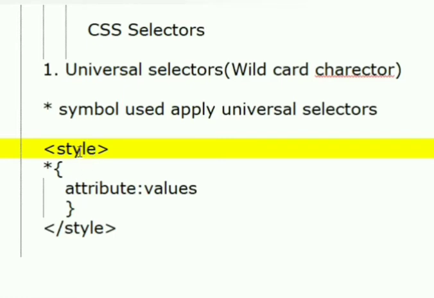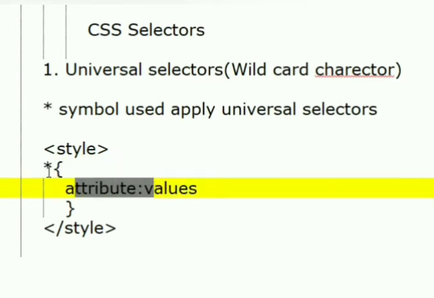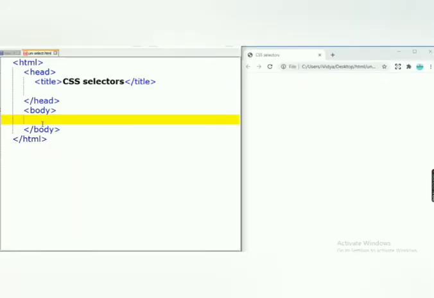For the universal selector syntax, we have already understood the syntax of writing internal CSS style. First, the style tag should be written inside the head tag. Inside this style, the star symbol has to be written. This star symbol means whatever elements you are using in an HTML page, you are applying the same CSS attributes to all the elements of the page. Whatever default elements are required for the program, I have written here.